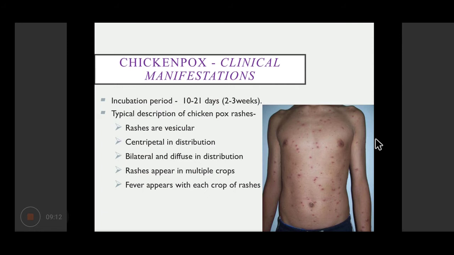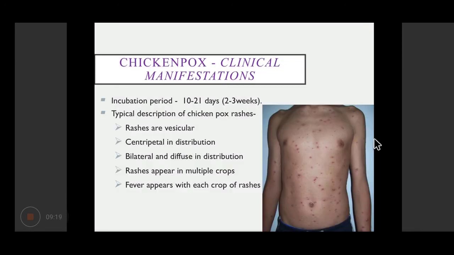The lesions are bilateral and they appear in multiple crops. That means the lesions appear in groups, and when the previous group has appeared, a fresh crop of lesions again appears, and fever appears with each fresh crop of the rashes.